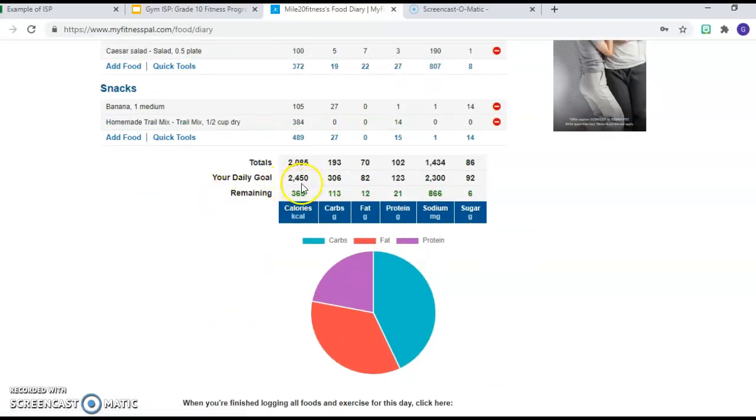Here are my recommended daily amounts, so my daily goal. I'm a little bit under on carbs, a little bit under on fat, and a little bit under on protein. Then sodium, I'm below it, but that's probably where I want to be anyways. And then sugar, I'm pretty close to it. I wouldn't want to add too much more in the way of sugar.